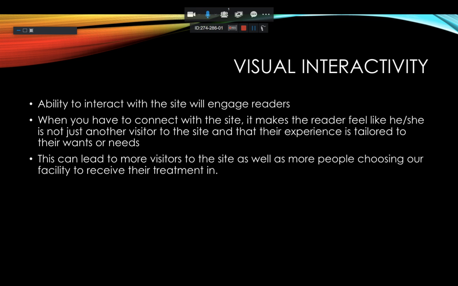Visual interactivity is the ability to interact with the site that'll engage readers. I've always thought that connecting to a site, maybe by signing in, maybe by doing something, gives you more of a connection in real time. So most people visit the site just to get quick information, maybe being able to send them a newsletter, maybe being able to do anything like that. Well, we can create that in the site to give a connection between the user and the site and the hospital.